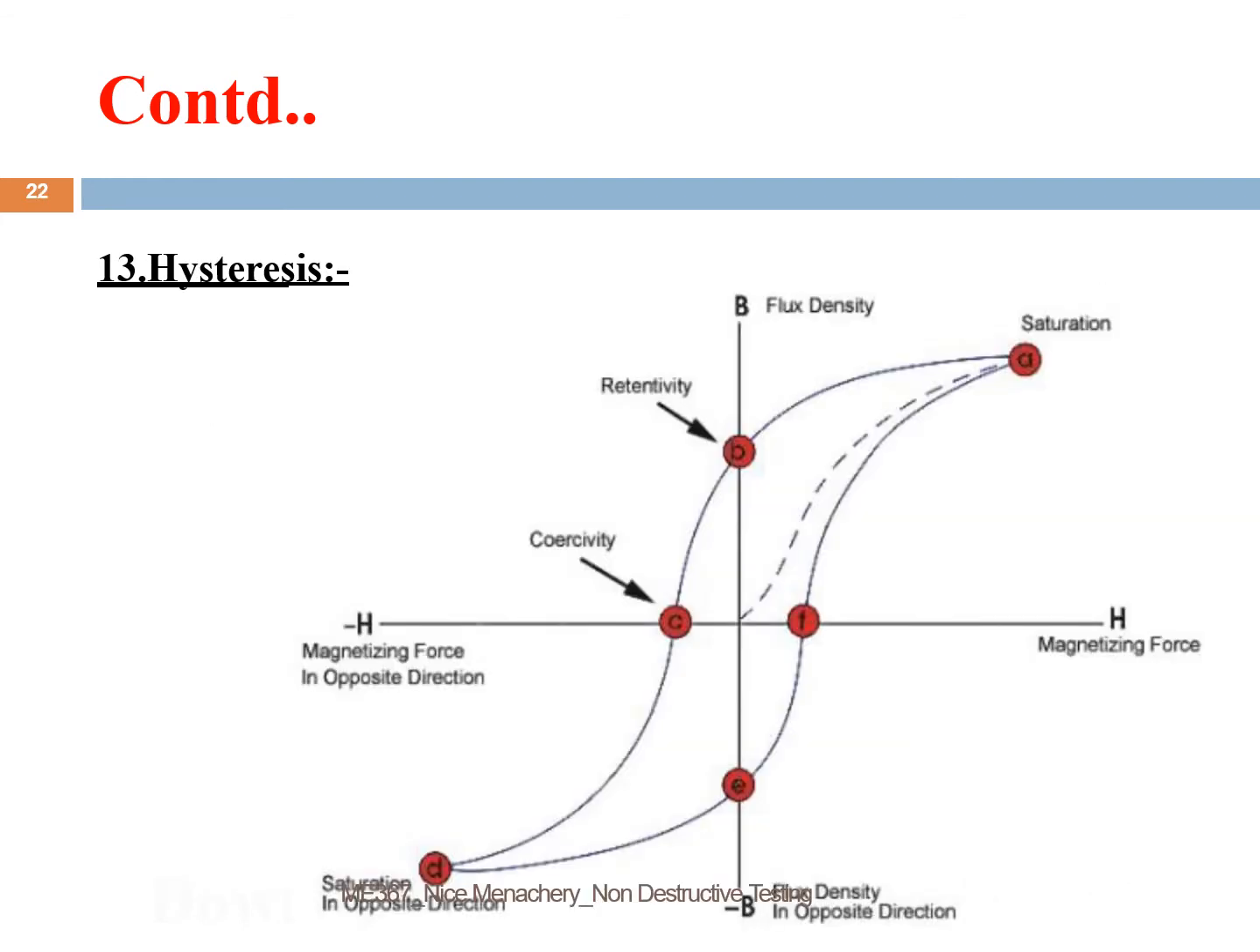Now we go on to the term hysteresis. We can see this is the hysteresis graph. We have a magnetizing force in the x direction, and when the poles are reversed, the magnetizing force is in the opposite direction, represented by minus H. B is the flux density and minus B is the flux density when the poles are reversed. So H represents the external magnetic field that is being applied, and B represents the magnetic field that is being developed. Now, as you can see, it always starts from the origin.